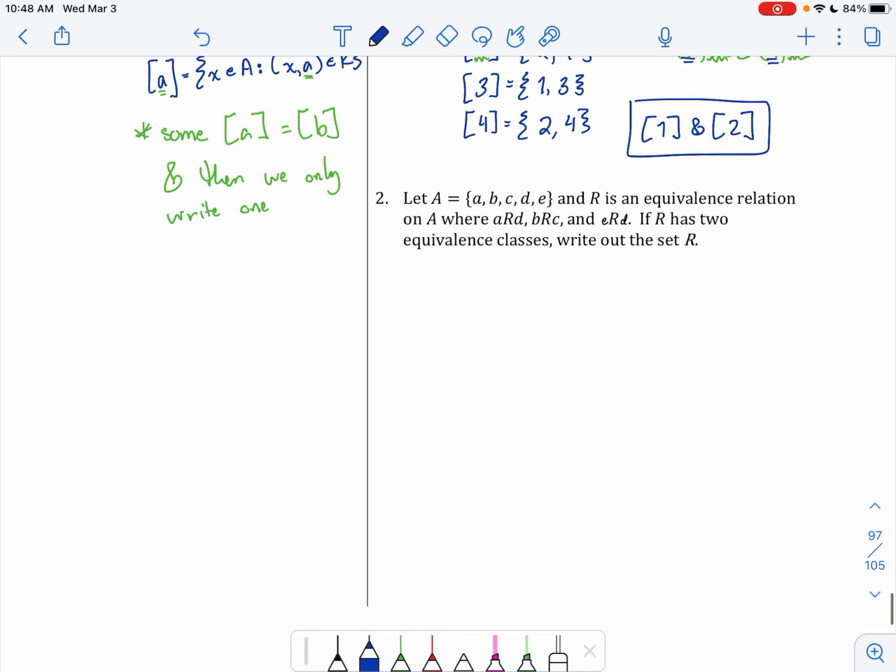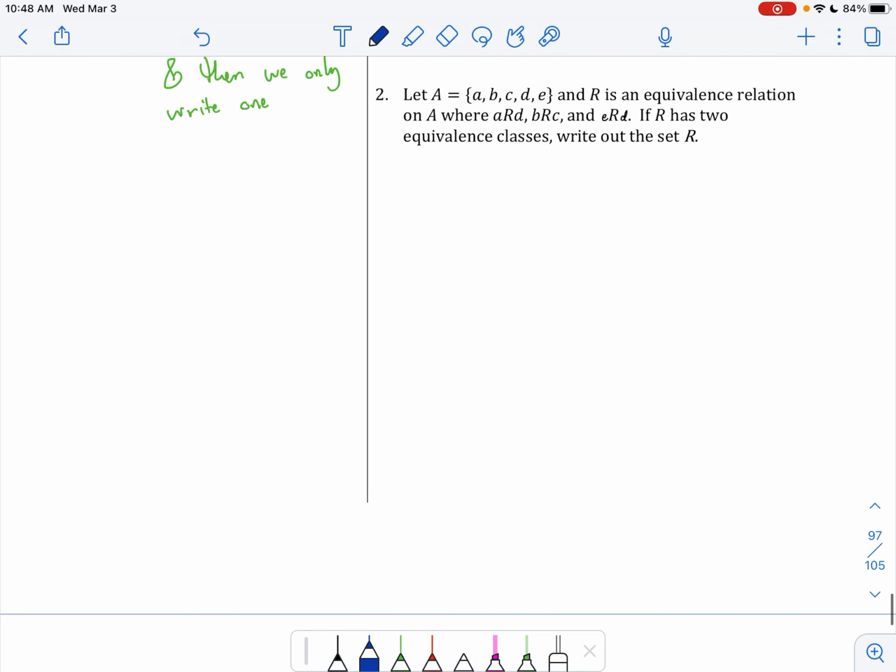Now, number 2. Let A equal the set {a, b, c, d, e}, and R is an equivalence relation on A where (a, d), (b, c), and (e, d) are all in R. If R has 2 equivalence classes, write the rest of the relation. So what we know here is that there are just 2. So I'm going to start by writing a, just because it's the first element. So a will always contain itself because it's reflexive.